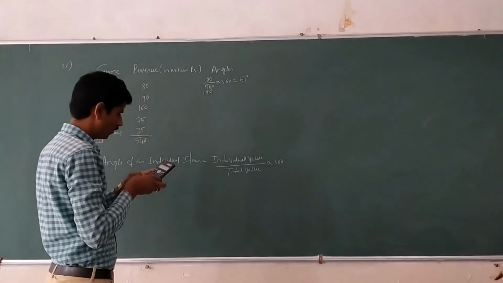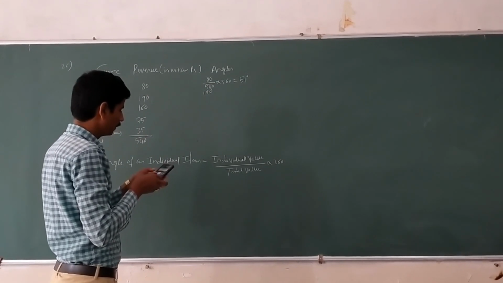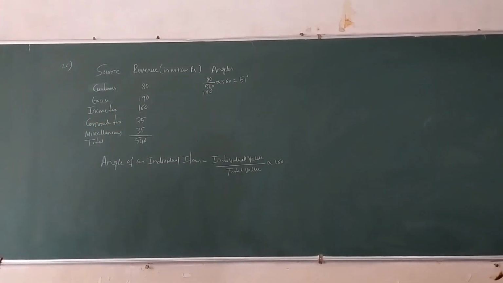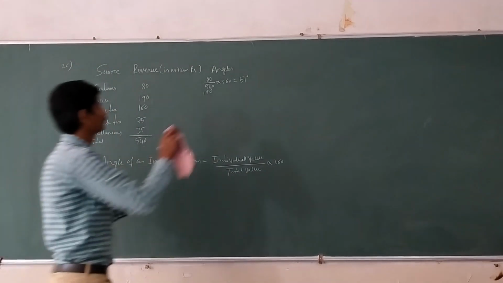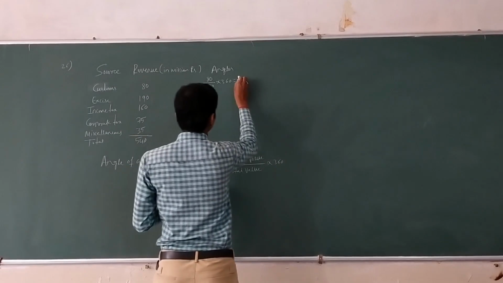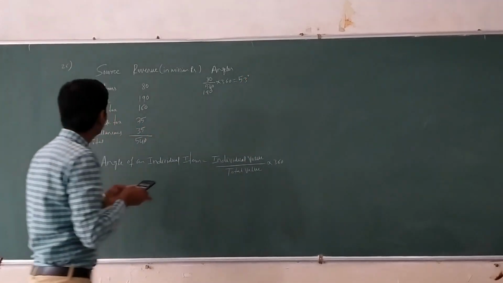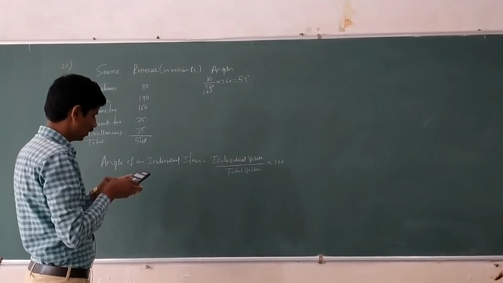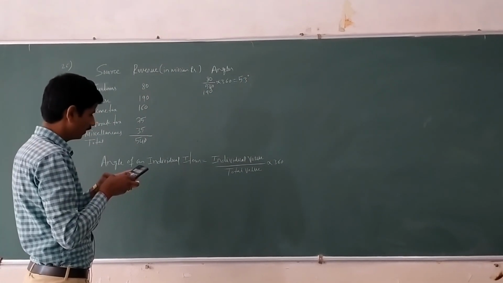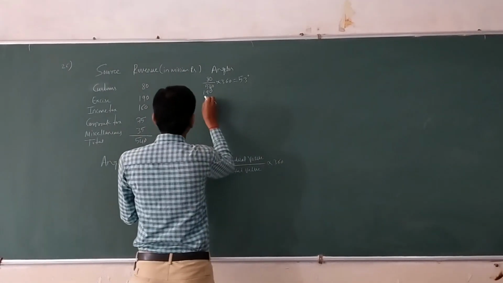80 divided by 540 into 360 gives 53.33, which means 53. The next one, 190 divided by 540 into 360, then you get 126.66, which means 127.